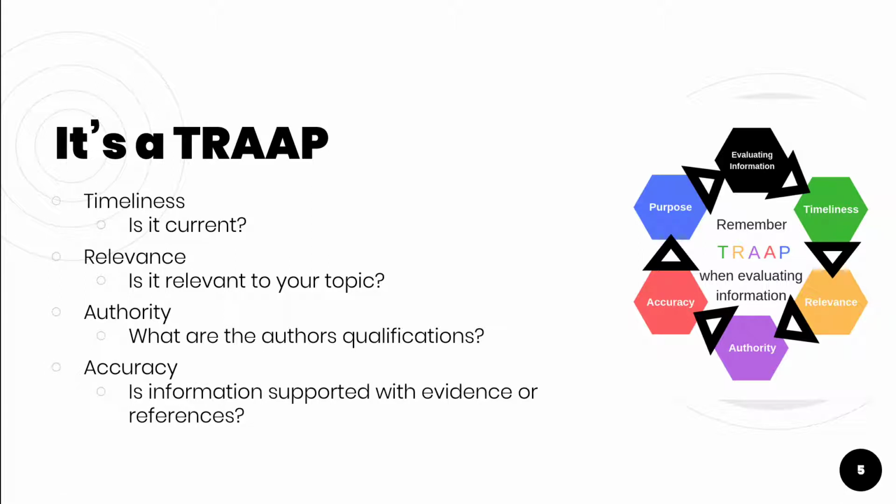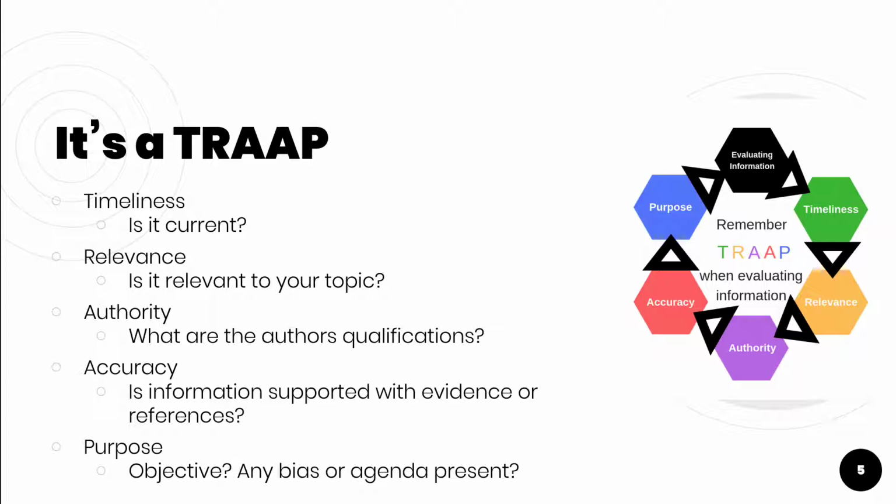Accuracy is going to look at the reliability, the truthfulness, and the correctness of the information. Is information supported with evidence or references? Questions you might ask: where does this information come from? Is this information supported by evidence? Has the information been reviewed by anybody else? Can I verify any of the information in another source or from personal knowledge? And does the language or tone seem biased? Is it free of emotion? Do I notice any errors?